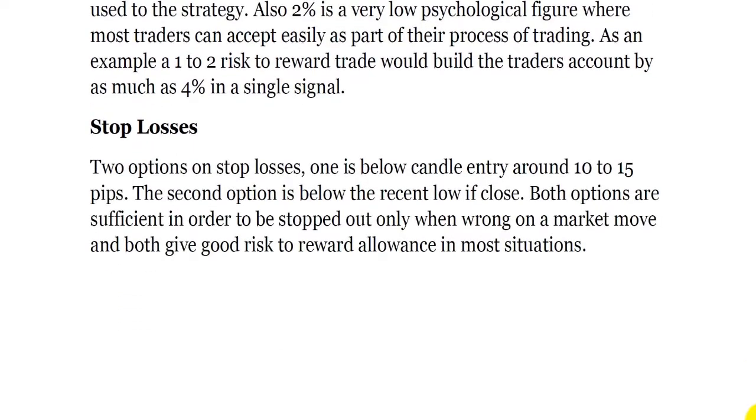Stop losses. There are two options with stop losses. One is below the candle entry, around 10 to 15 pips, or above it if it's a sell trade. The second option is below the recent low or above the recent high with a sell trade. Both options are sufficient in order to be stopped out only when wrong.